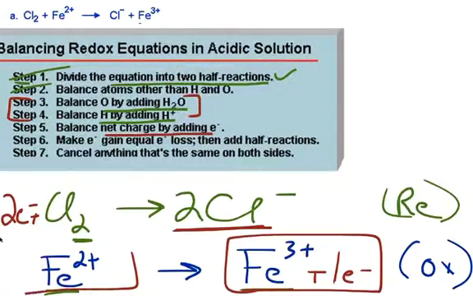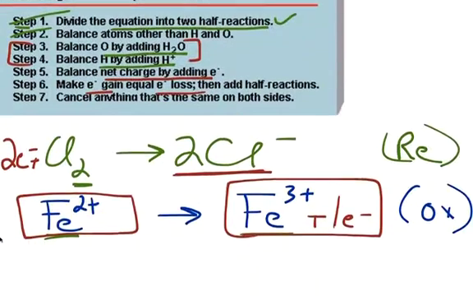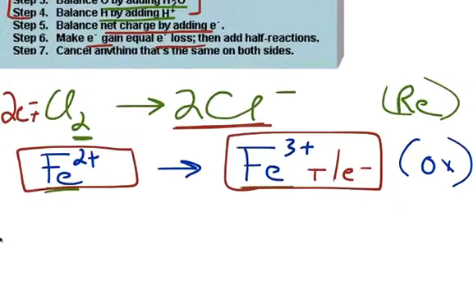Overall, that's a +2, and this is +2. Now, notice it says make the electron gain and the electron loss equal, and then add our half reactions. So we can do that. Notice iron lost 1, but chlorine needs to gain 2. So I'm going to take this whole reaction here and multiply it by 2.